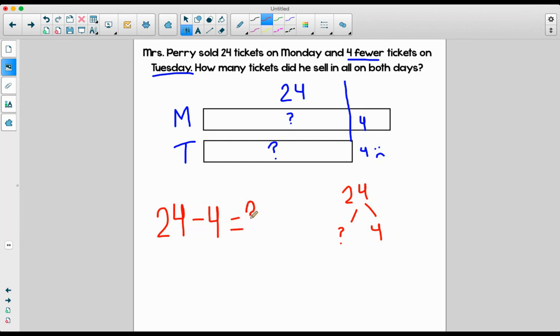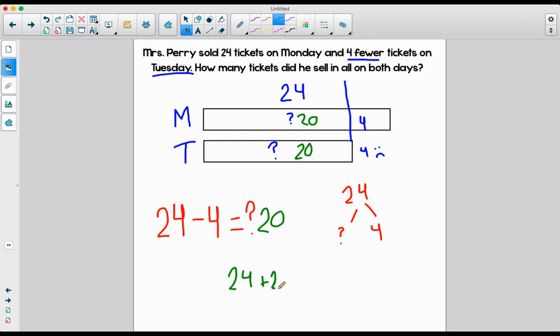that question mark. So 24 minus 4 is 20. So I know that the question mark is 20. And this question mark matches this one, so that's 20. So now if I need to know how much they sold on both days, well, Tuesday there was 20, Monday there was 24. 24 plus 20 equals something.